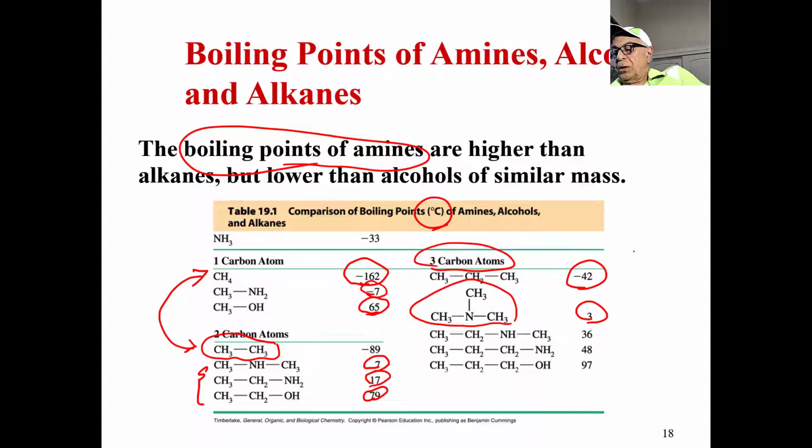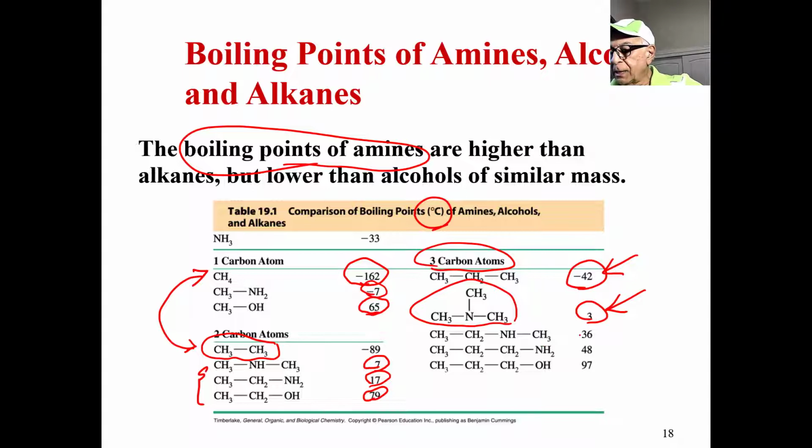How come the 3 carbon system of propane, the boiling point is minus 42, and the 3 carbon system of amine, the boiling point is much higher? Well, that is because the molecular weight is heavier. Nitrogen has a molar mass of 14, and you have an extra nitrogen here. That increases the boiling point.